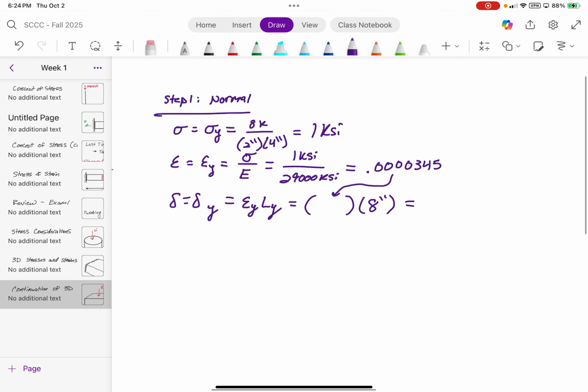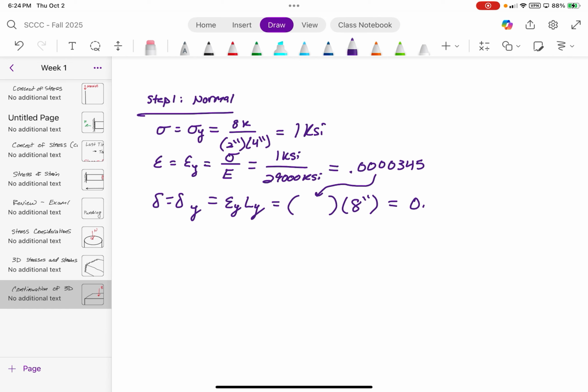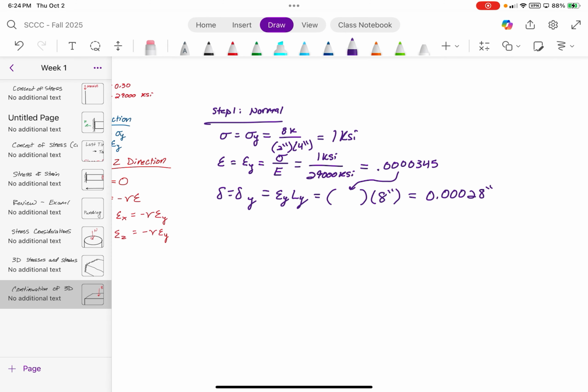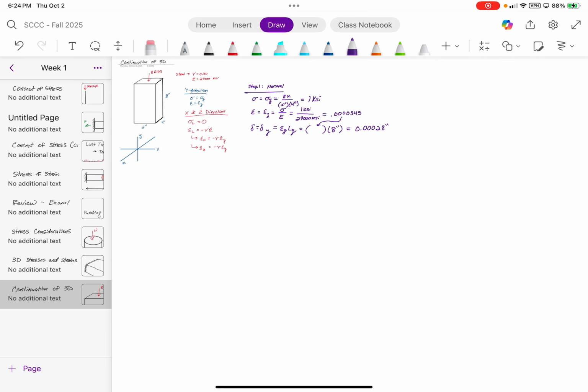And what we get is still a very small deformation of 0.0000328 inches. It's a very small deformation. And then we just pretty much solved for everything that we could for the normal, right? Everything we just did was like the very first few weeks of class. You guys agree with me on that?